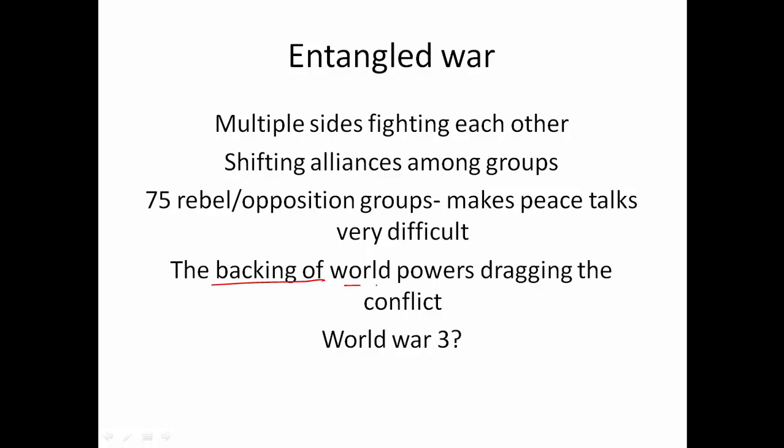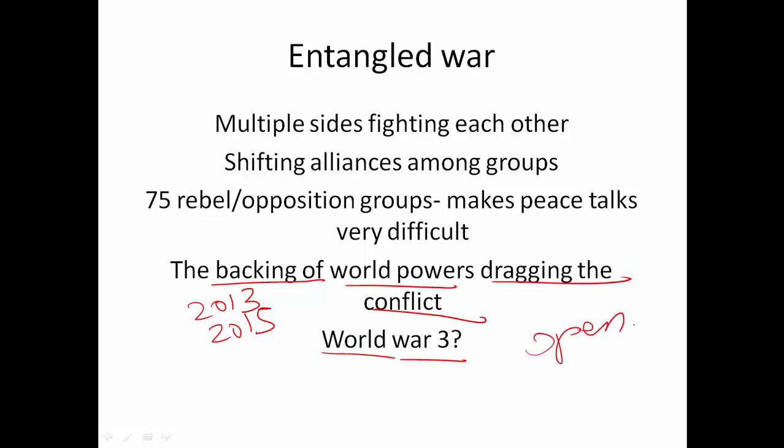The backing of these world powers like USA and Russia has been dragging this conflict. Why? Because I told you that in 2013, Assad was on the verge of losing. Again in 2015, he was on the verge of losing. At both times, Russia came to his aid, and this is the reason that the Assad government is still functioning, and the rebels are still fighting them. So many strategic experts have questioned whether this is World War III, because all the major powers of the world are involved in this conflict, and this has given rise to some situations where this can lead to open war between any other country.